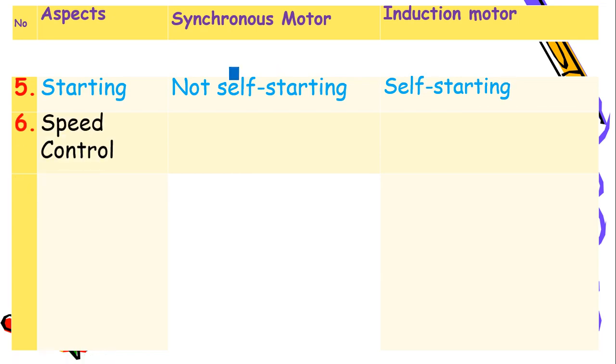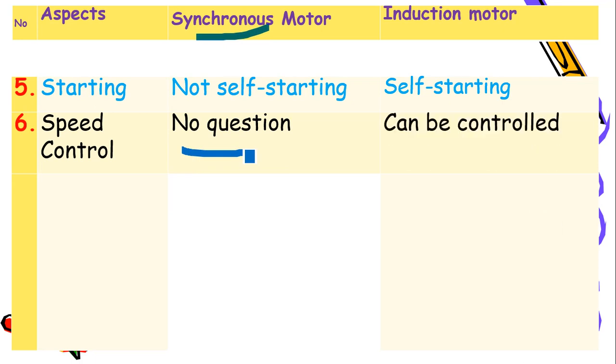The speed control method. For a synchronous motor, there is no speed control required because it is running under only one speed. Then there is no question of speed control. But induction motor, the speed can be controlled. The speed equation we remember, N is equal to 120 f by P. So either by controlling frequency or by controlling poles, we will be able to control the speed of induction motor.